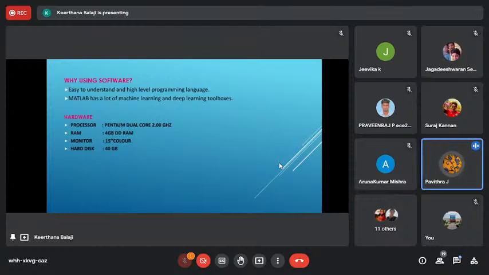Now let's see why MATLAB software is used here. It is a high-level programming language and it is very easy to understand. MATLAB has lots of machine learning and deep learning toolboxes. The hardware used is a Pentium dual core, 2 GHz processor.